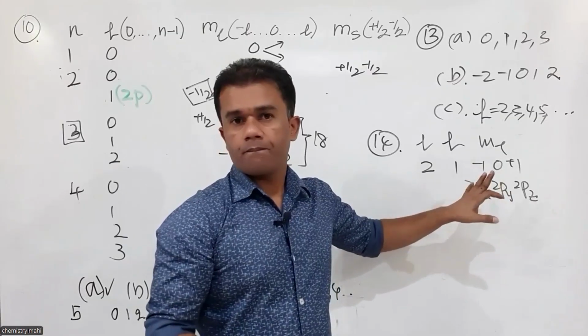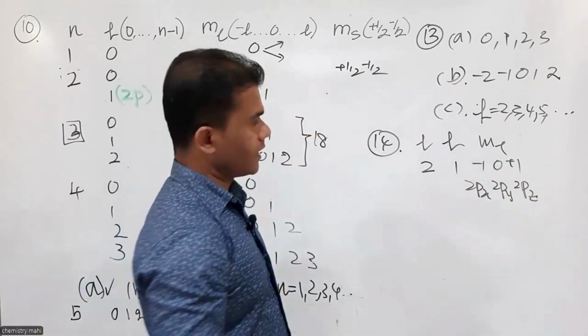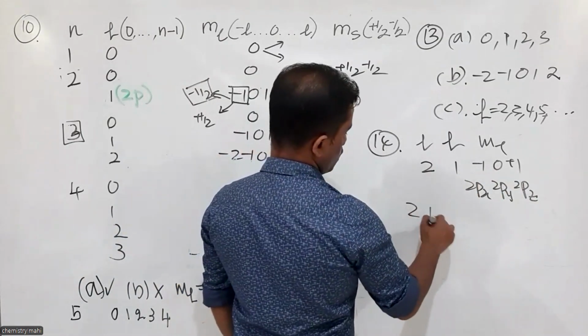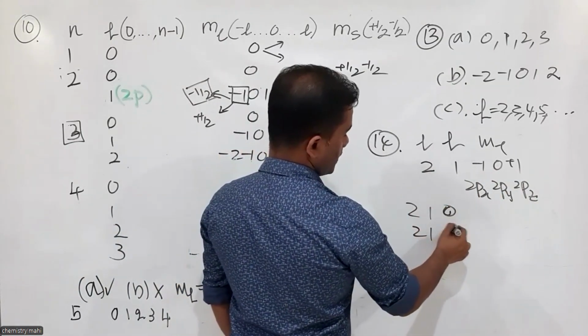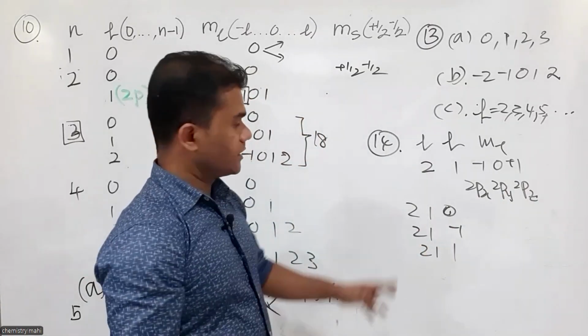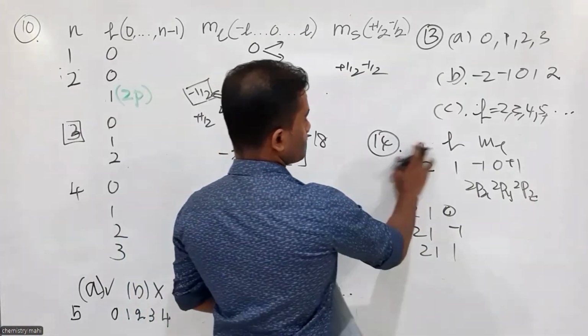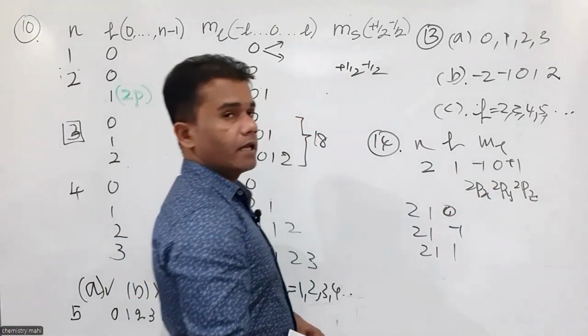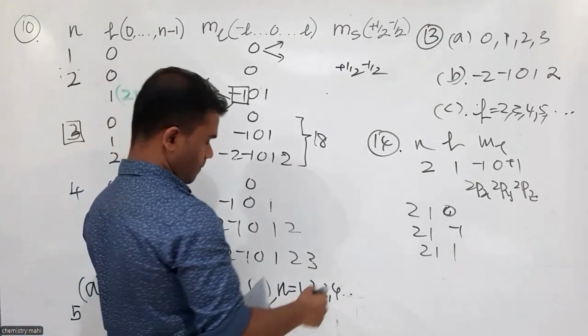There is no fixed rule like that. I mean, 2, 1, 0 can be 2px also. Anyone can be assigned like that. Then, simplified: 2, 1, 0; 2, 1, minus 1; 2, 1, plus 1. These are the N, L, ML values for each orbital in the 2p subshell.